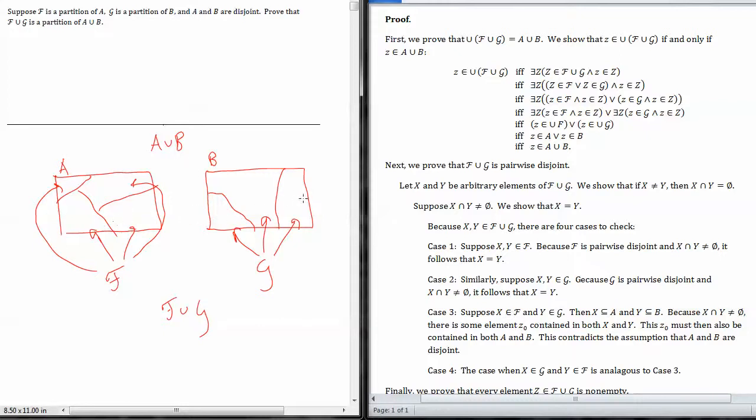And I mean, they certainly do. The union of all 7 things is A union B. They don't overlap at all. The things over here don't overlap with each other, but they also don't overlap with anything over here. That's because of this assumption that A and B are disjoint. And none of the 7 are empty because they weren't empty to begin with. Okay, so this is a very believable statement.